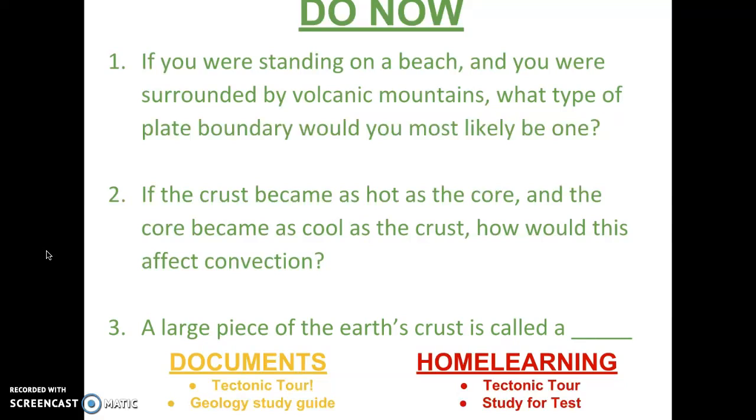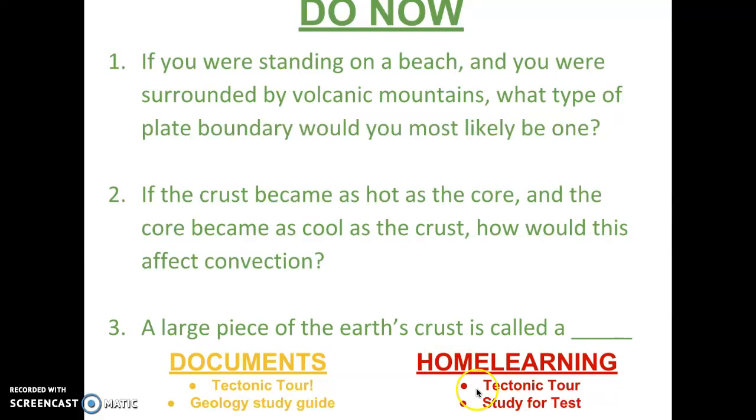There's a do now that you can get started with right away. Three questions right there. And then down below, you'll see the documents for today. You have the tectonic tour, which we'll talk about a little bit, as well as the geology study guide. I'm going to throw that up into Classroom. So over the weekend, if you wanted to look at any of the ideas that'll be on next week's test, you can also start preparing for that. So those will be the two documents that you're going to be looking for.